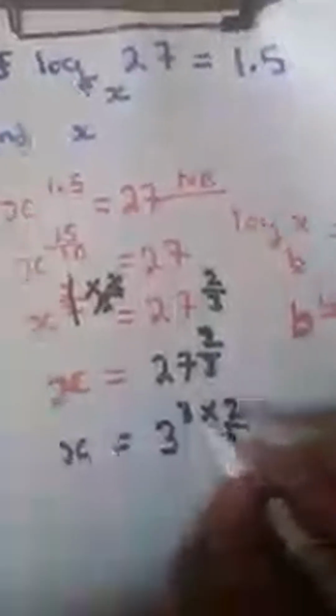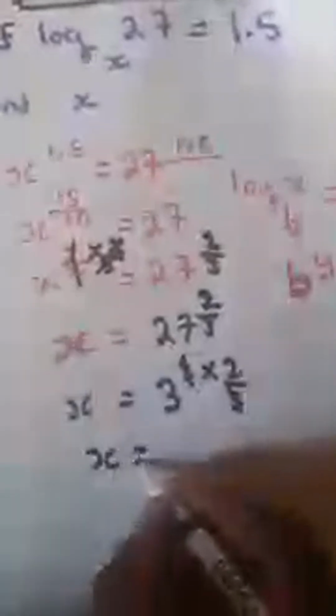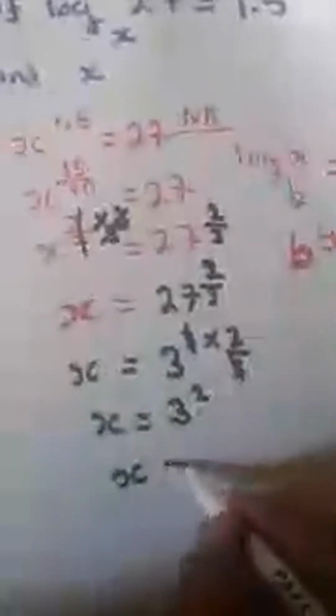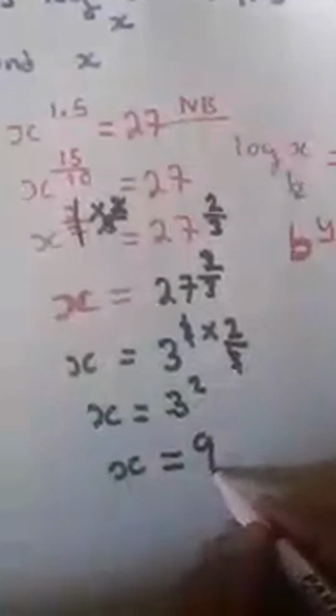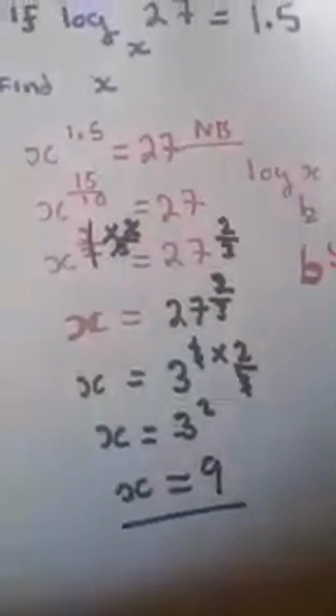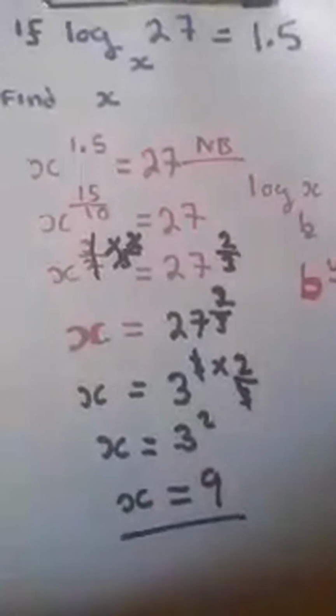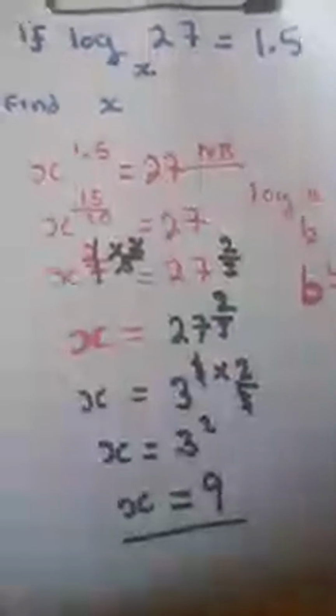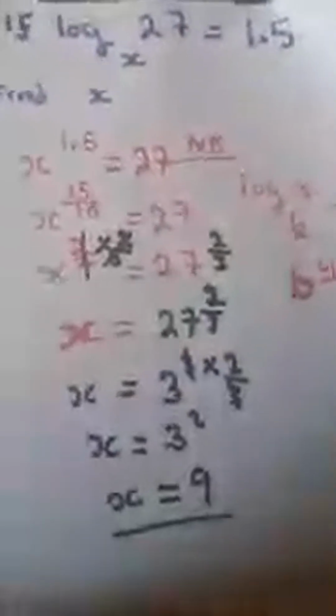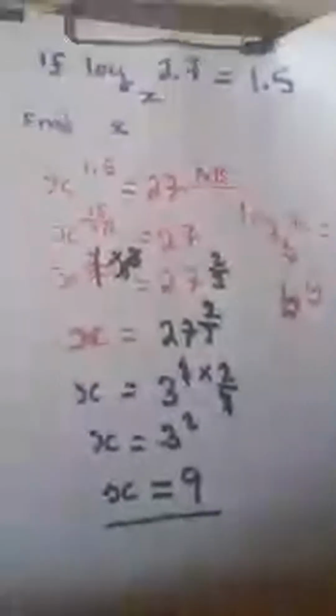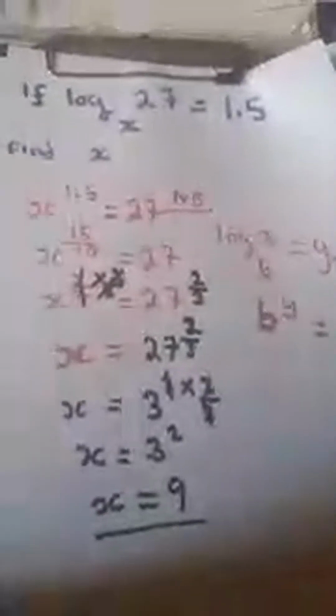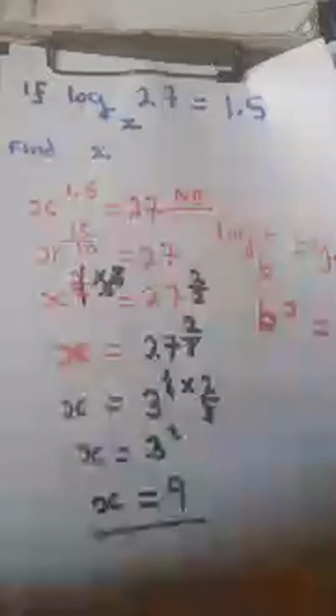So 3 and 3 they cancel, and we are left with x is equal to 3 to the power of what? 3 to the power of 2, and x is equal to 3 to the power of 2, that's 3 times 3, x is equal to 9. Are we together, guys? Okay. Right, so the value of x is equal to what? 9.